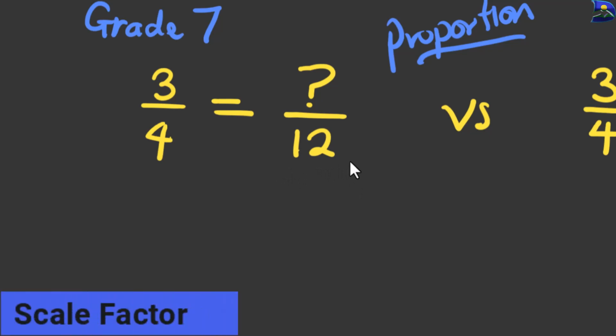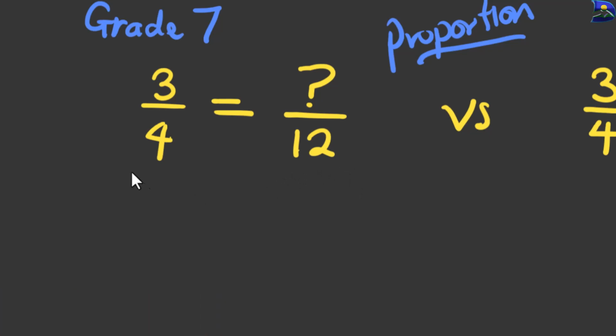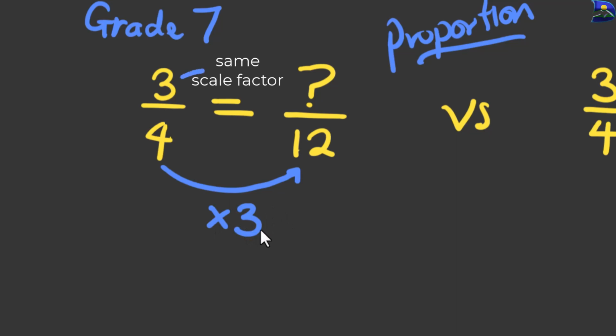And in order for us to accomplish this, looking at grade 7, the strategies that are really necessary involve the following. First, we need to have a scale factor that gets you from the given fraction's denominator to the unknown fraction's denominator. And in this case here, the scale factor going from 4 to 12 is what? We multiply this value by 3, and once you're able to do that, we can also apply this to the numerator to determine what the question mark is.